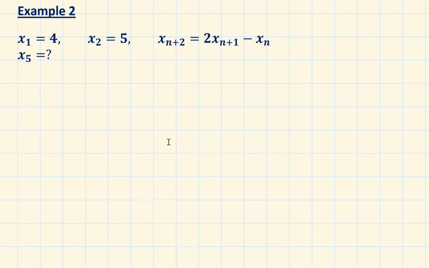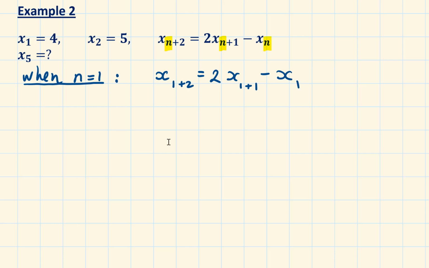Example 2. Now we have the first and the second term given. Our iteration formula is x_{n+2} = 2x_{n+1} - x_n, and we need to work out x_5. We can start by taking n as equal to 1. This will give us x_{1+2} = 2x_{1+1} - x_1. x_3 is equal to 2x_2 - x_1.